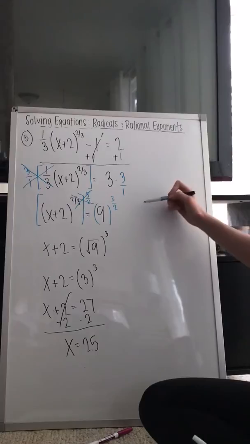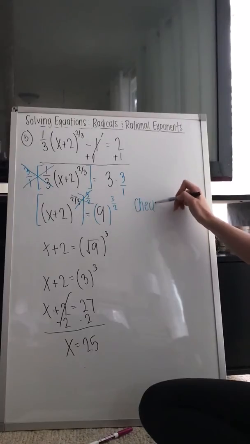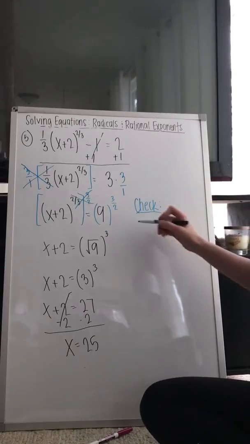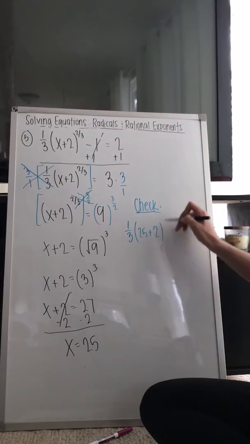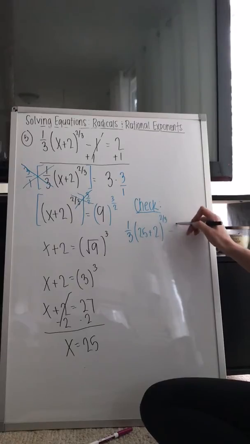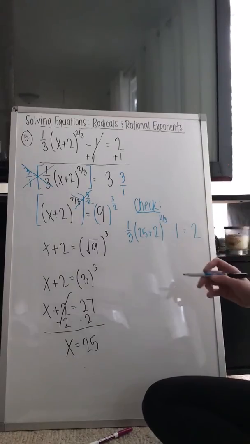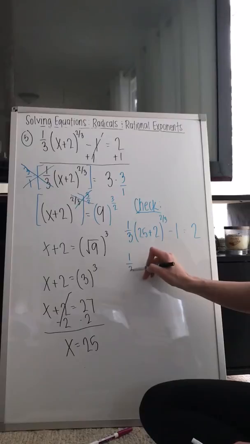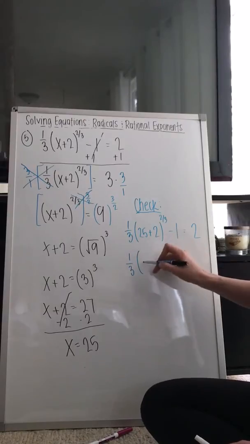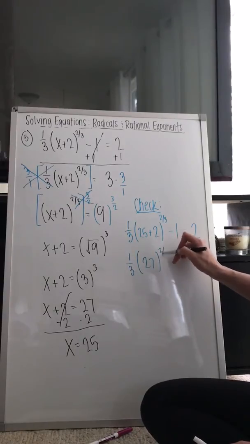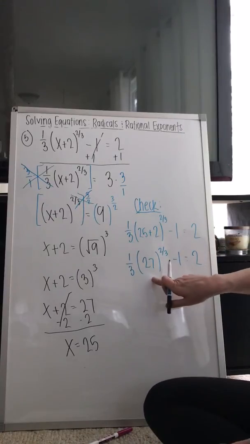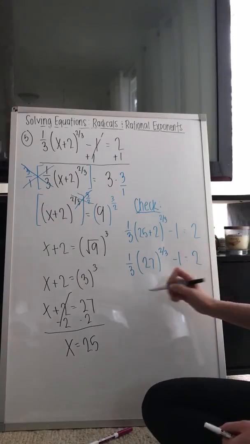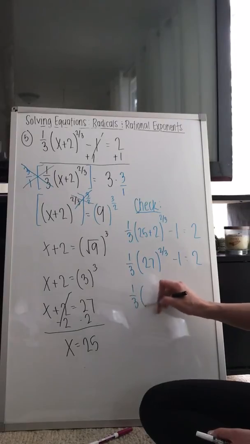Make sure it works. So I will check that in my original. So 1/3, I will substitute in my 25 for my x. So (25 plus 2) raised to the 2/3 power minus 1 is equal to 2. I'm going to simplify on the inside of the parentheses. So 25 plus 2 is 27. Raised to the 2/3 power minus 1 is equal to 2. I'm going to go ahead and do the 27 to the 2/3. Again, you can do that in your calculator. That's going to be 9.